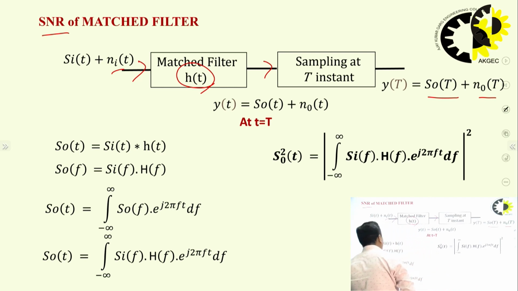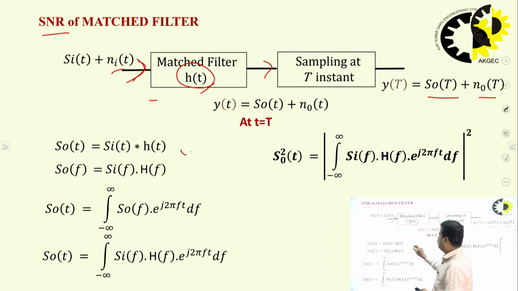So we know here what? So(t) is equal to what? Because this is the discrete time signal. This is your x(n), that is your y(n). So y(n) is equal to what? Output is equal to what? This input and impulse response convolution. So So(t) is equal to Si(t) convolution of h(t). If we take its frequency domain, So(f) is equal to Si(f) into H(f).